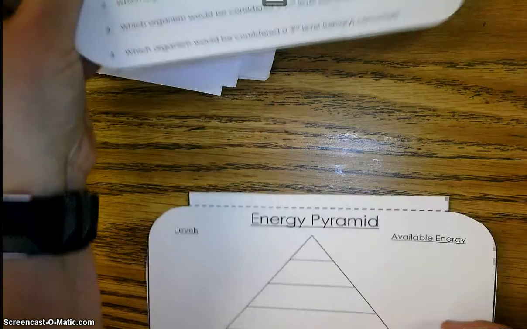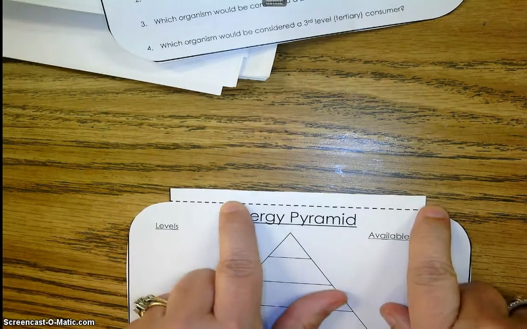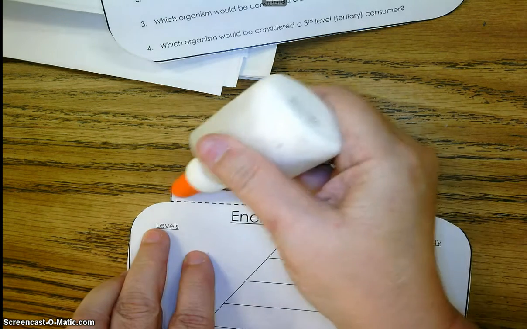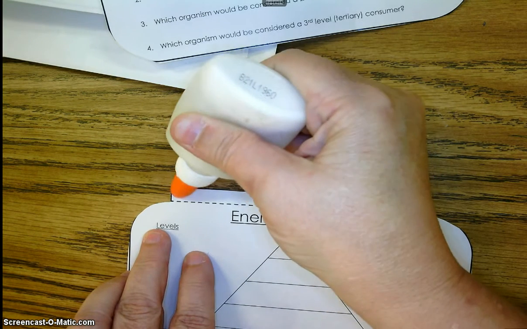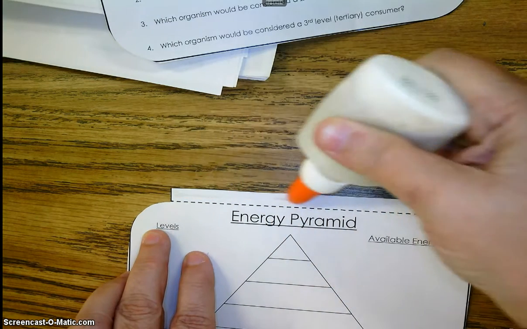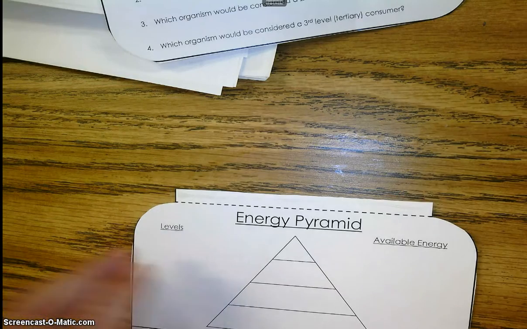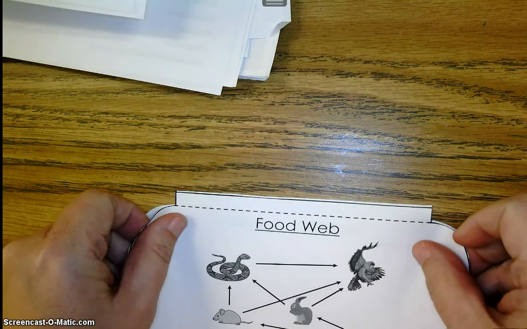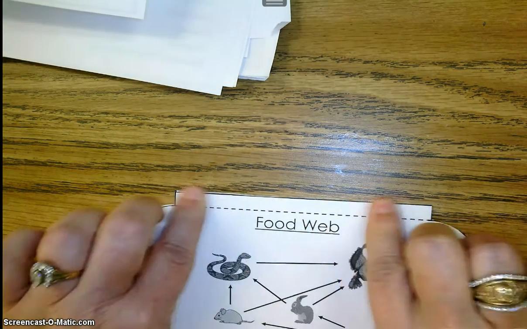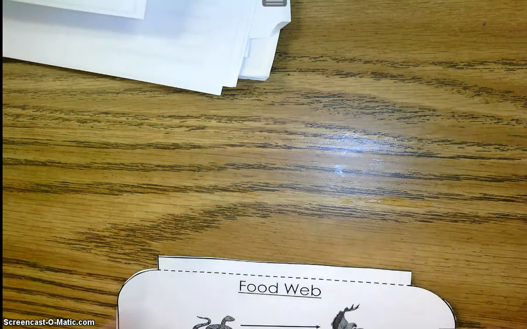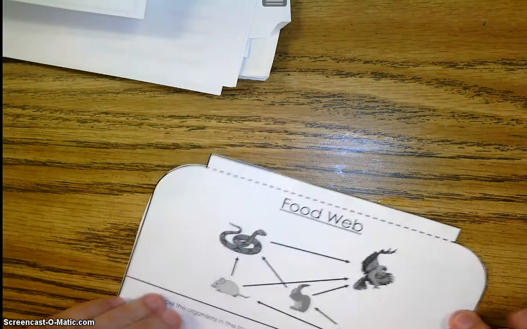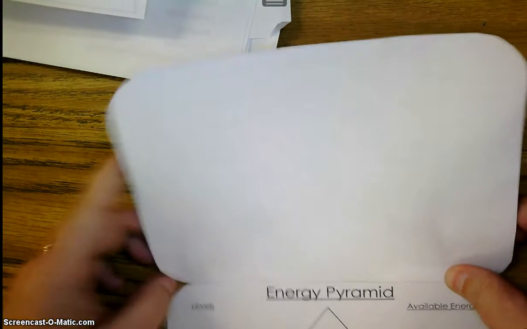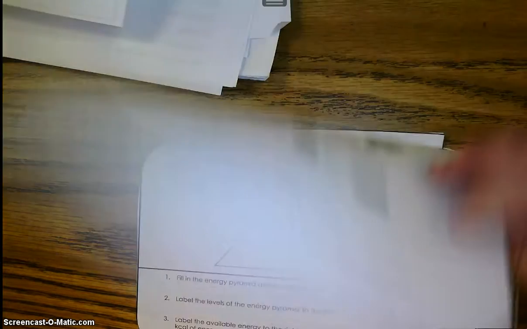I'm going to take the energy pyramid, and between the dotted line and that cut, I'm going to put a thin line of glue. It doesn't take very much at all. And then I'm going to glue the food web one to the top. Okay, now you might get a little glue on your table. You can then fold this back on that dotted line, and you can still see the back and then the front.